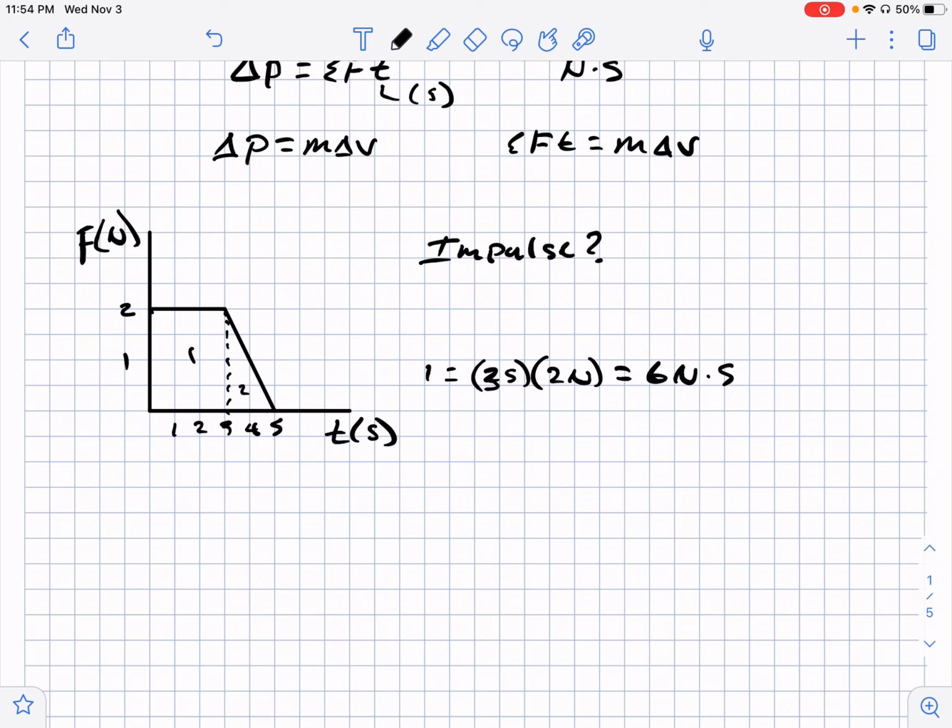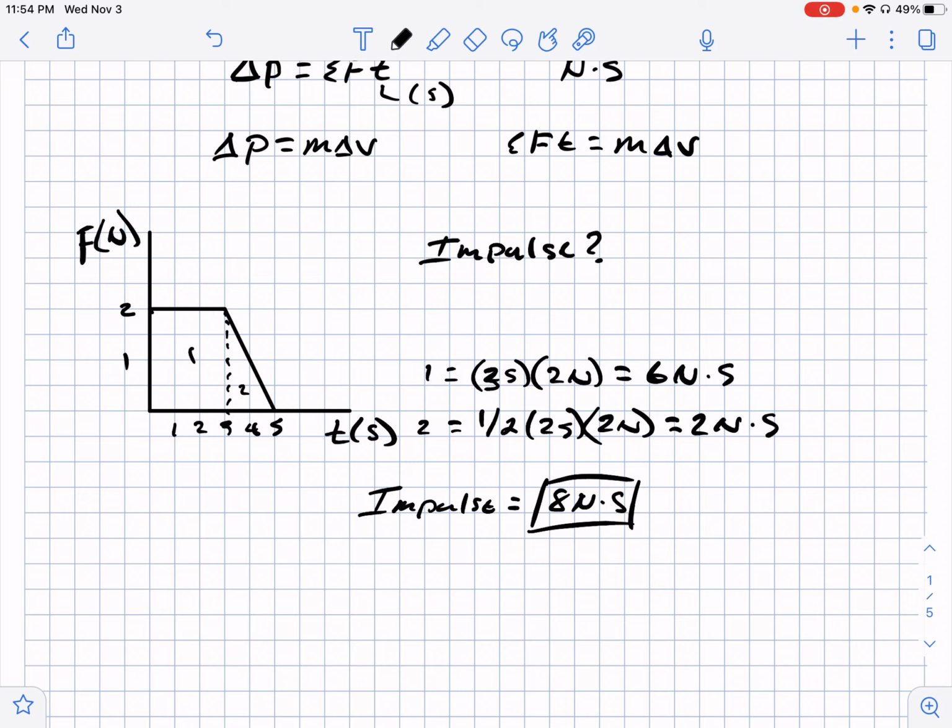And now let's look at the area under the triangle, that number 2 there. It would be 1/2 my base, which is from 3 to 5, so 2 seconds, times the height, which is also 2 newtons here. So 2 times 2 is 4, half of that is 2, so 2 newtons times seconds. And now to find the total impulse here, we're just going to add them up. So your impulse is going to equal 8 newtons times seconds.